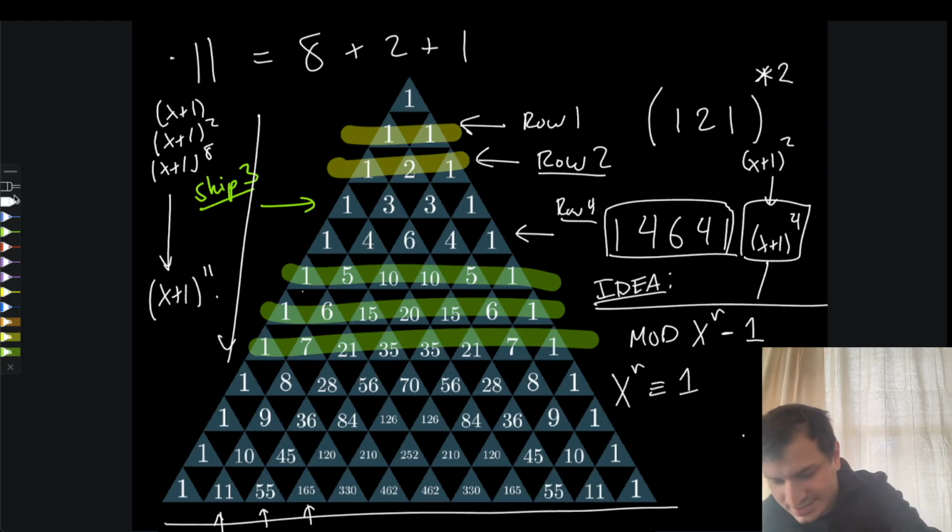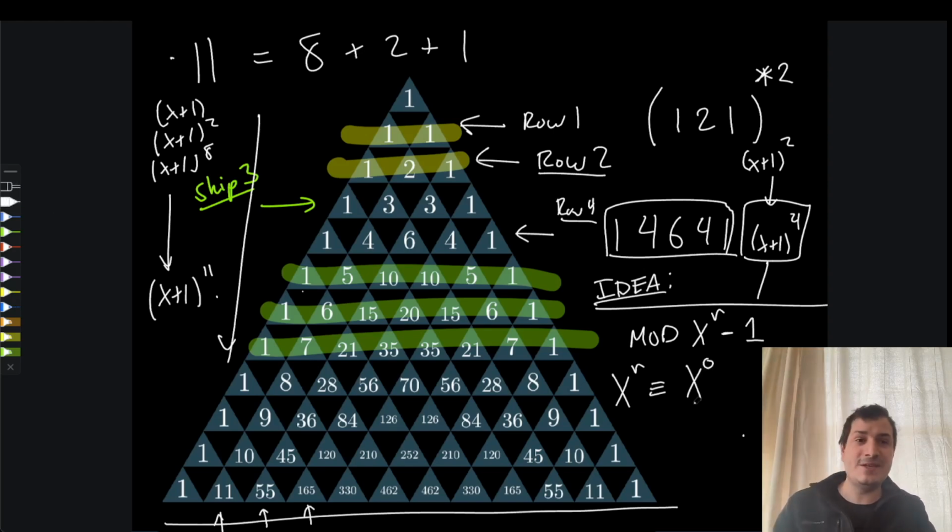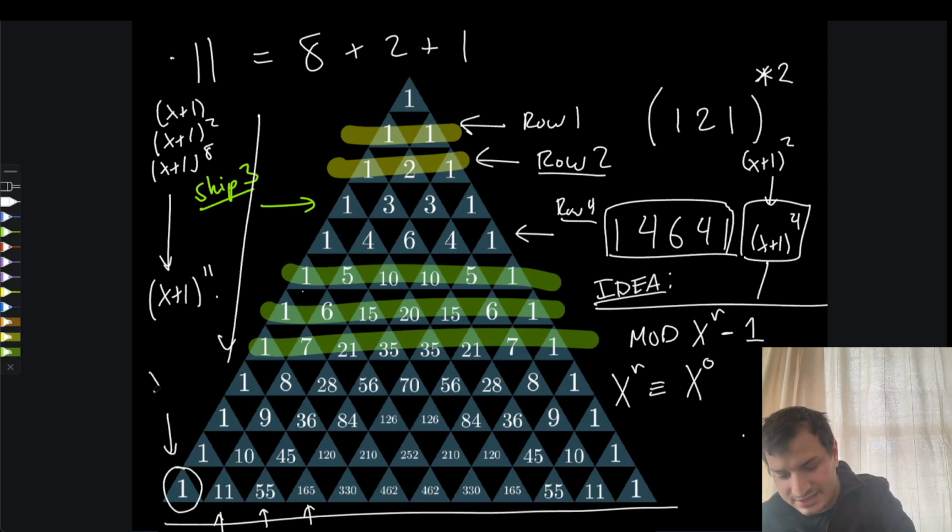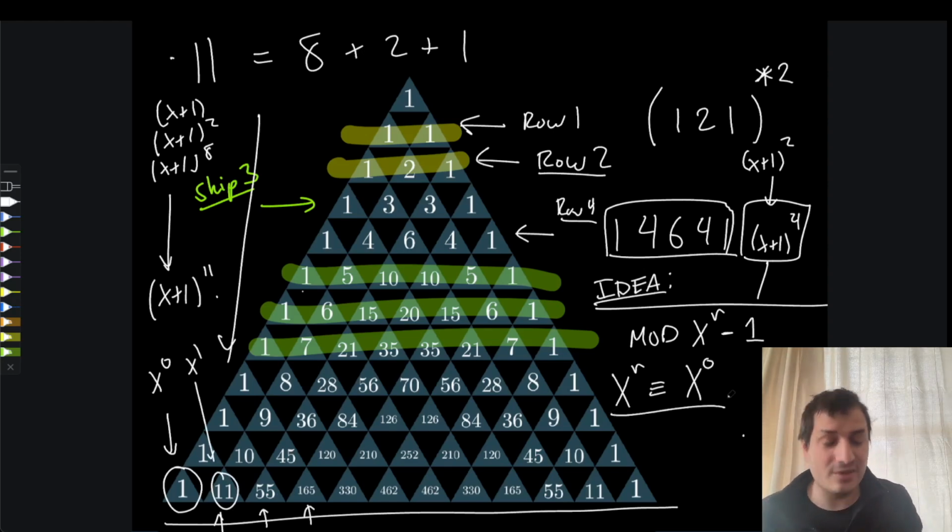And 1 is x to the 0. So every time you see something of the form x to the r, that is exactly the same contribution as something of the form x to the 0. And in Pascal's triangle, the 0th entry, the entry on the leftmost, is x to the 0. Then this one is x to the 1, and so on. So what does it mean to say x to the r is the same as x to the 0?